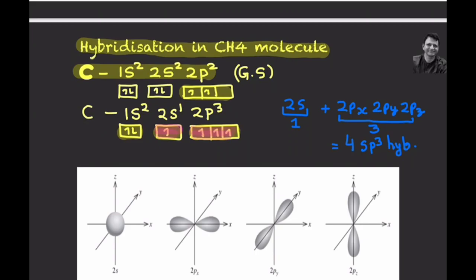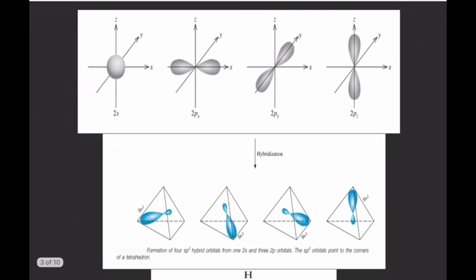So before formation of the CH4 molecule, this carbon atom undergoes hybridization, meaning there is intermixing of pure atomic orbitals of carbon to form hybrid orbitals. So one 2s orbital and three 2p orbitals of carbon will intermix and they will form 4 sp3 hybrid orbitals. In this diagram, they have shown the 4 pure atomic orbitals of carbon before hybridization. After hybridization, these 4 atomic orbitals will intermix and form 4 sp3 hybrid orbitals.